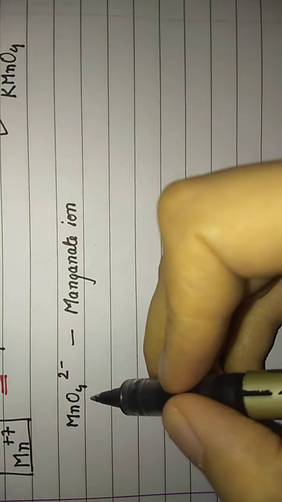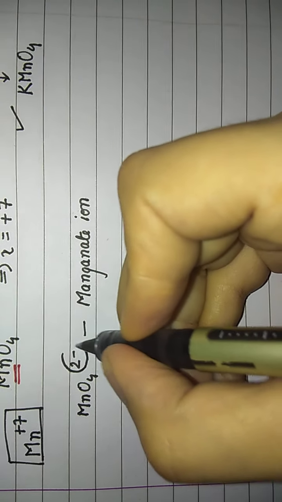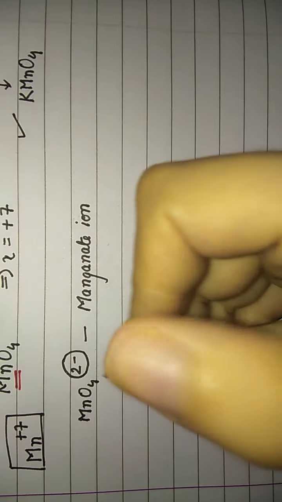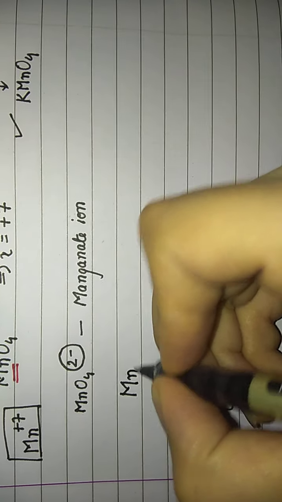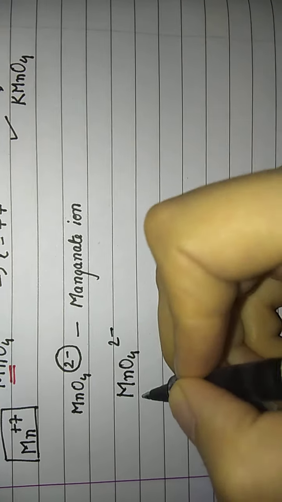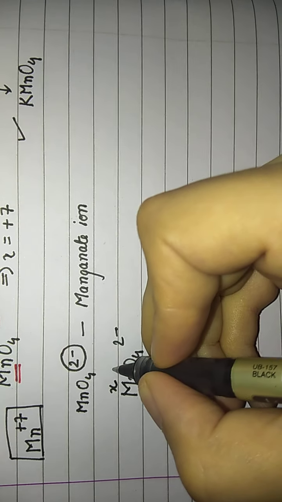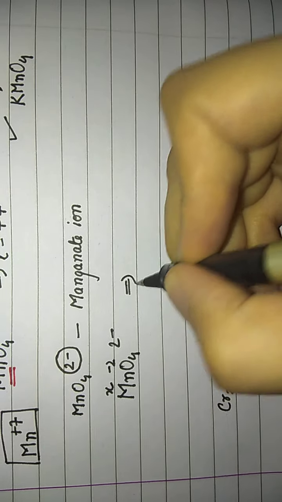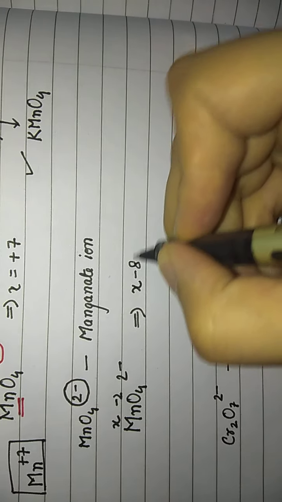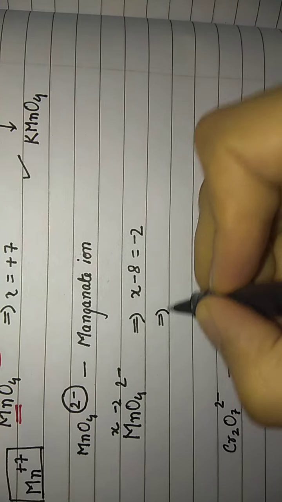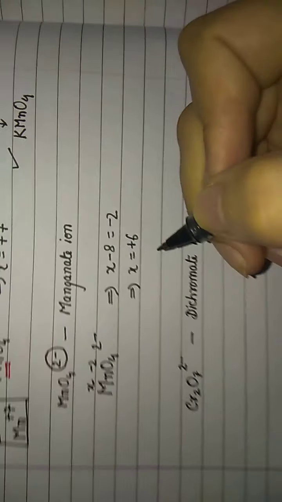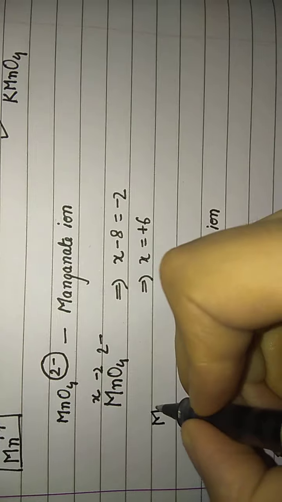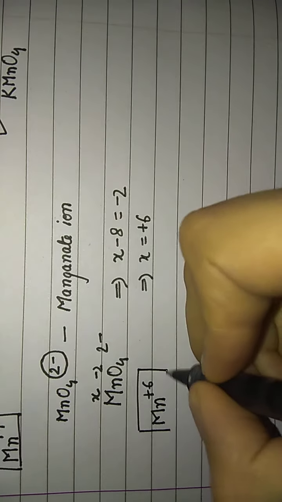Coming to the next example, the manganate ion. Now the manganate ion has a net charge of -2 over it. So if I calculate the oxidation state of manganese in the manganate ion, I will assume this as X, and oxygen will be -2. So my net equation will be X minus 8 is equal to -2. So X will be equal to +6. So manganese exhibits an oxidation state of +6 in the manganate ion.